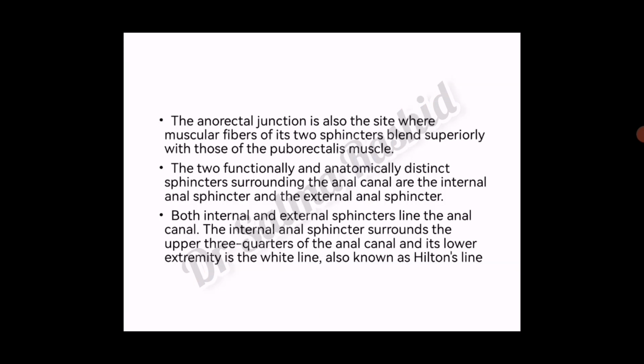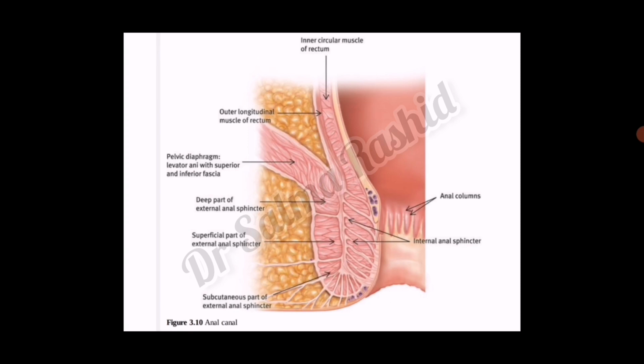The anorectal junction is also the site where muscular fibers of the two sphincters blend superiorly with those of the puborectalis muscle, as I have already told you. In this picture, you can easily see that the muscle fibers of the internal anal sphincter and the external anal sphincter blend with the puborectalis, which is part of the levator ani muscle.